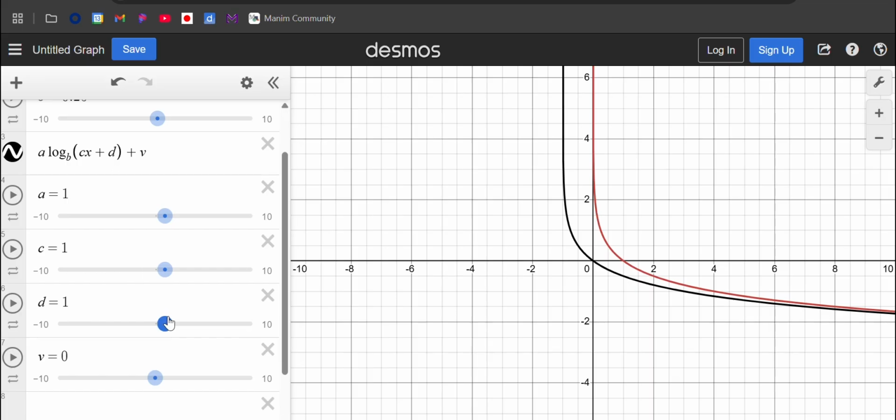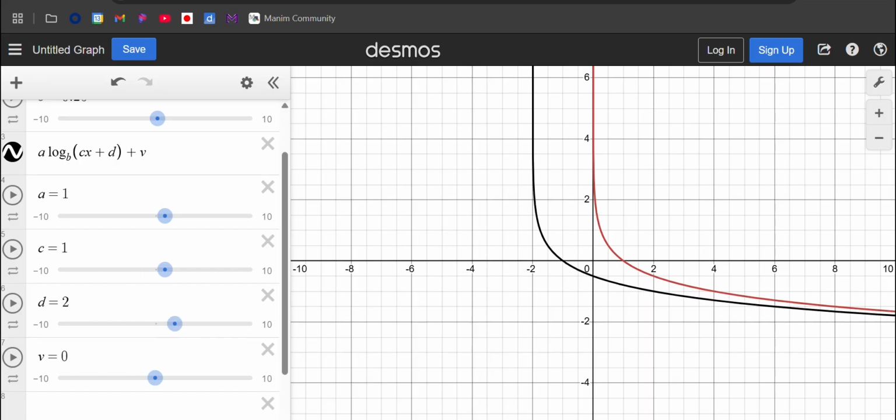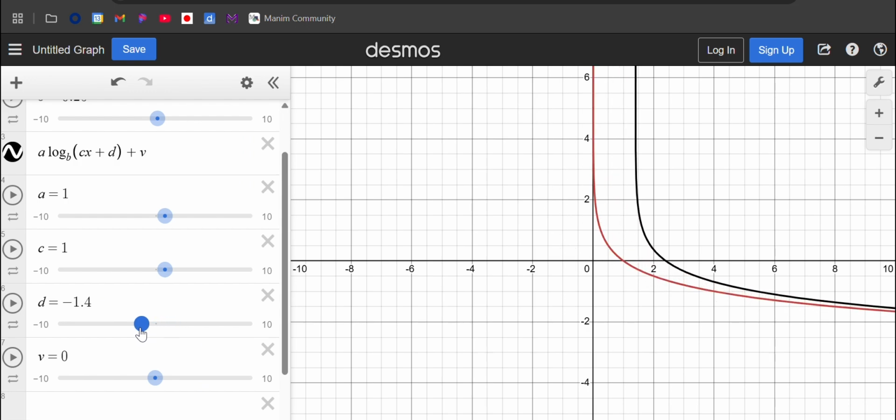If I want this to be a 2, I can move my slider up to 2. And you can now see that we've just taken the red function and we've scooched it over to the left by 2. But this is minus 2, so let's bring this back and set it to negative 2. And that's going to scooch it over as such.